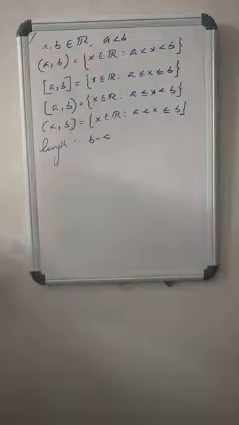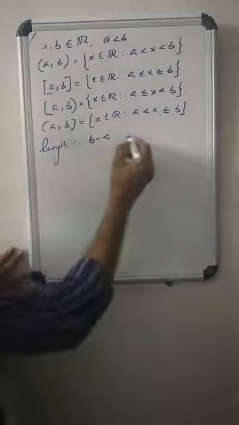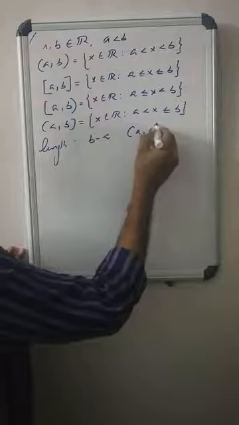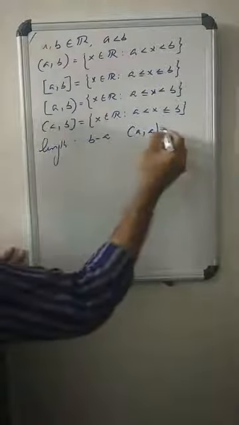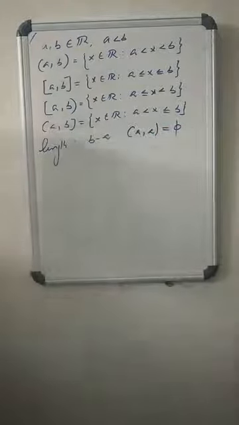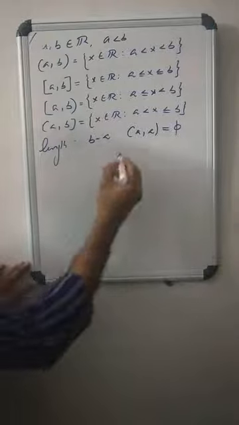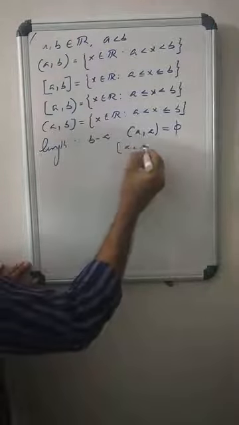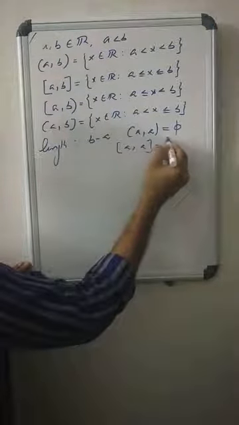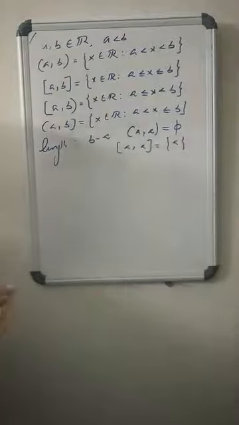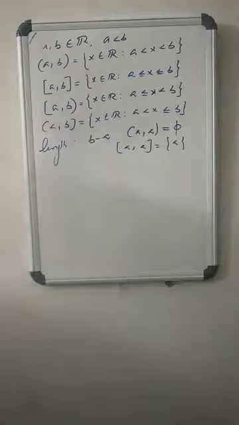Now, what about the open interval (A, A)? The open interval (A, A) is immediately an empty set, because there is no element lying between A and A. And what about the closed interval [A, A]? The closed interval [A, A] is the singleton set {A}, only the element A is present in it.